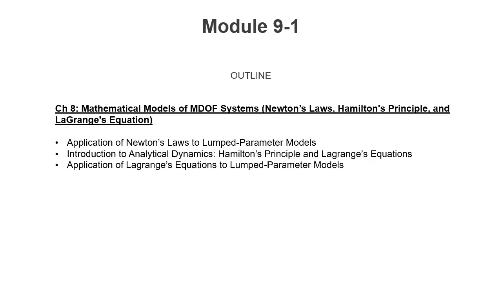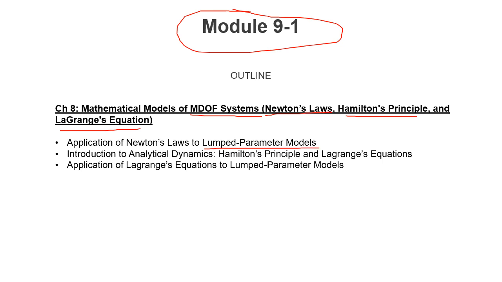So I'm going to break this module down into two sections. First one will be module 9.1. So again, this one here, multiple degree of freedom systems. We're going to look at Newton's laws, Hamilton's principle, and Lagrange's equations. So we're going to do the application of Newton's laws to lumped parameter models, introduction of analytical dynamics with Hamilton's principle and Lagrange's equations, and the application of Lagrange's equations to lumped parameter models.